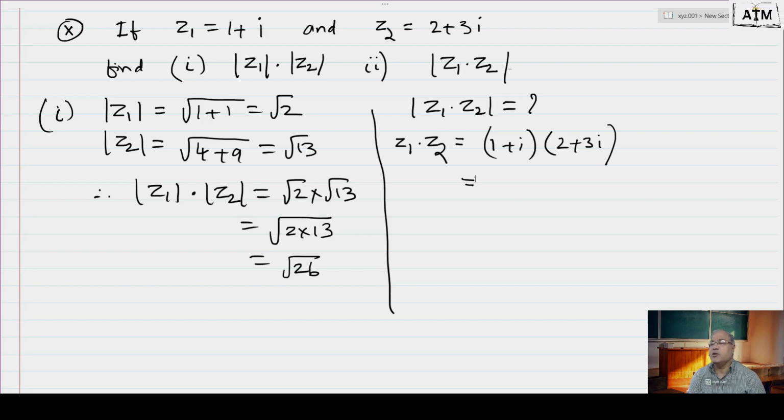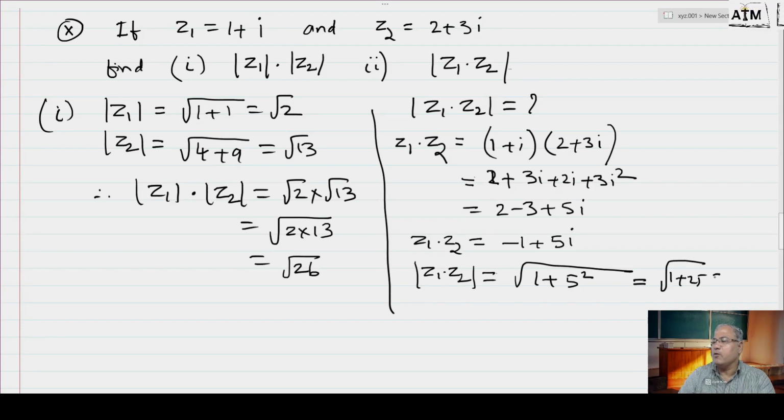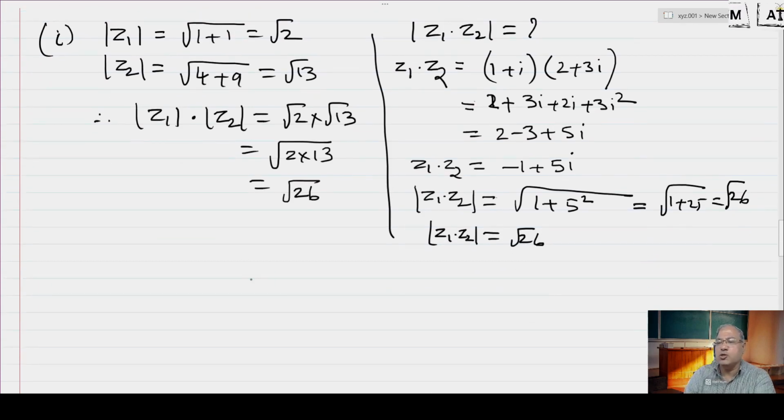Now the second question, the modulus of z1 into z2. So let us multiply z1 and z2. We get z1 into z2 equals minus 1 plus 5i. Now the modulus of z1 into z2 equals the square root of 1 plus 5 squared, that is 1 plus 25, which equals root 26. So we got the modulus of z1 into z2 equals root 26. From questions 1 and 2, we establish one theorem: the modulus of z1 into the modulus of z2 equals the modulus of z1 into z2.